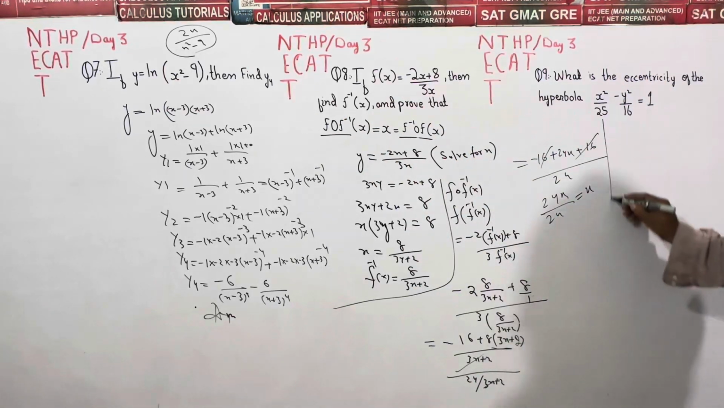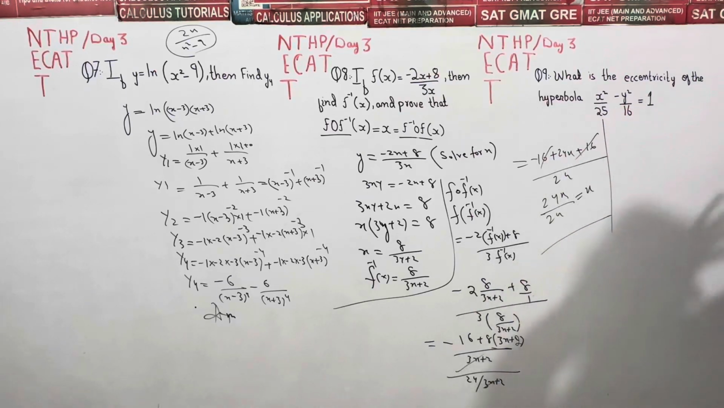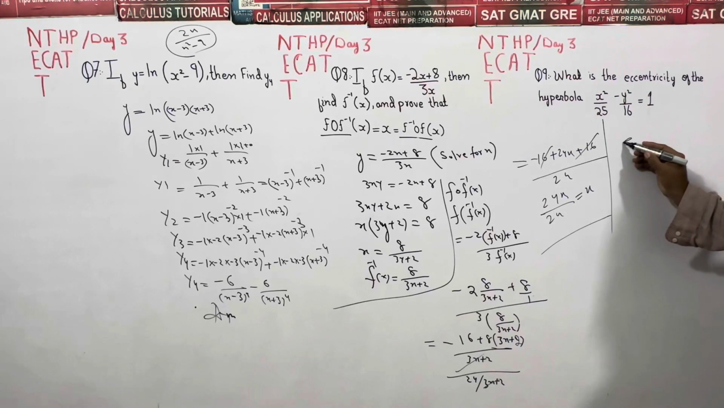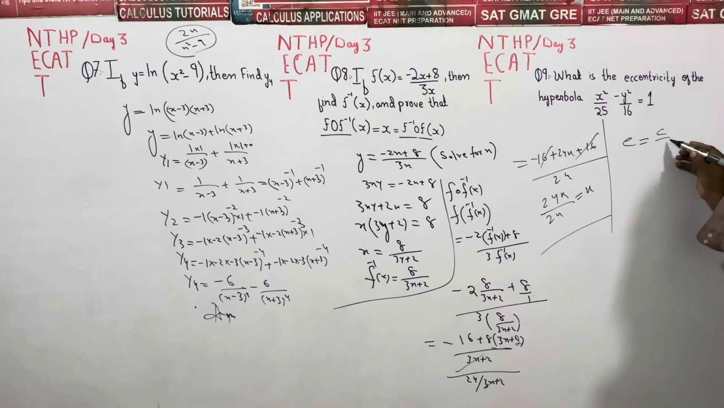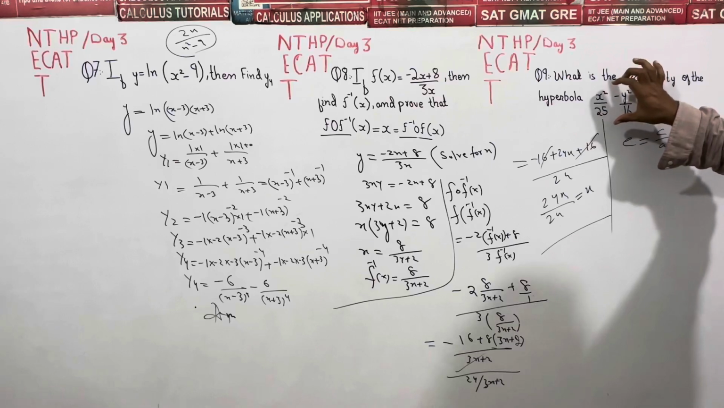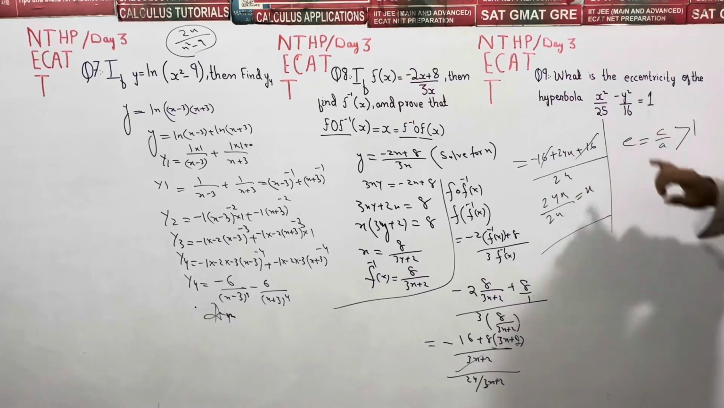Now, question number three, the final selection for today. What is the eccentricity of the hyperbola x square over 25 minus y square over 16 is equal to 1? Eccentricity of a hyperbola is given by e is equal to c over a, and the eccentricity of a hyperbola is always greater than 1. In this case, x is positive, the transverse axis is along the x axis and the conjugate axis along the y axis. This is our a square, this is our b square.